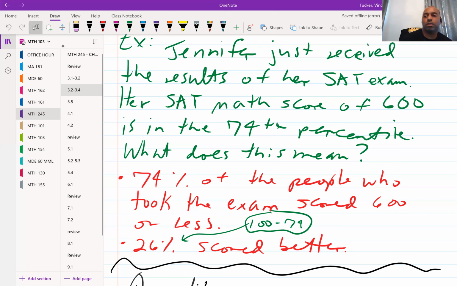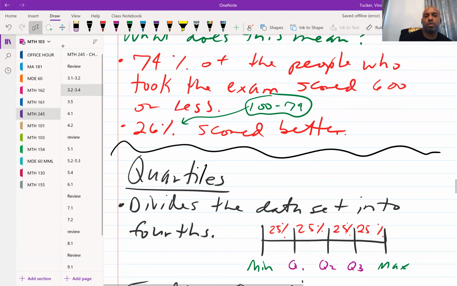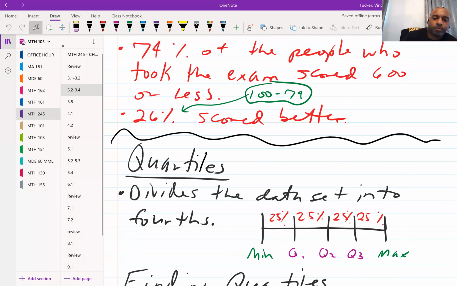All right. Scroll up, everybody good? All right, quartiles. Your quartiles will divide your data set into fourths. So notice our dividers, we have our maximum and minimum value as bookends. And then you have Q1, Q2, and Q3. And once again, they split your data set into fourths. 25% of your data will be in between each.